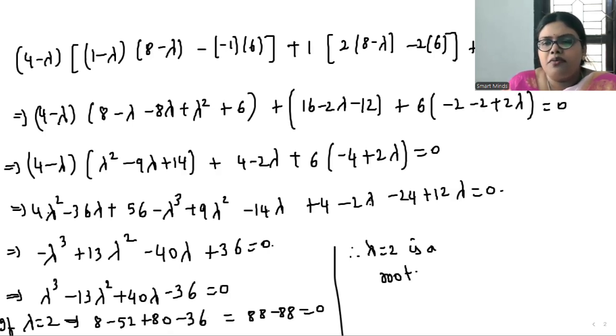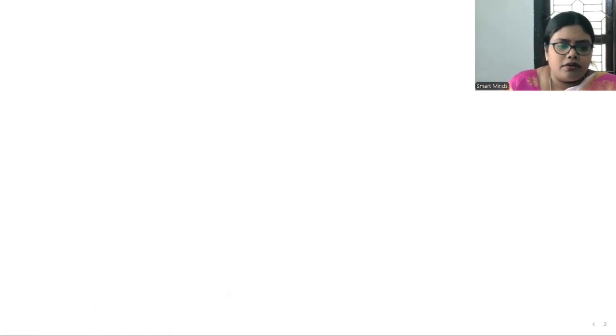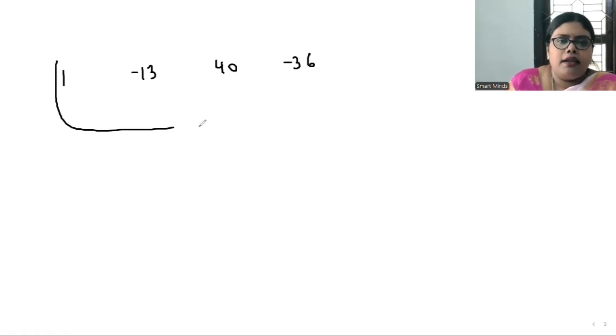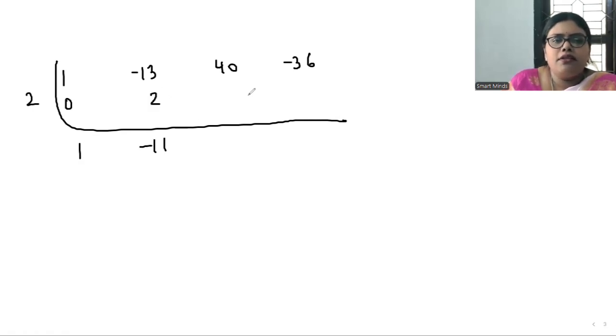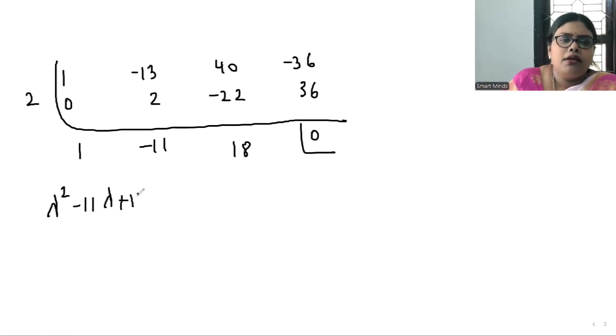Now the remaining roots we will find by synthetic division. So 1, minus 13, 40, minus 36. And as 2 is a root, we take 2 over here. First you take a 0. 1 plus 0 is 1. 1 into 2 is 2. Then minus 11. So minus 22. And this is 18. 36. So minus 36 plus 36 is 0. So this is lambda square minus 11 lambda plus 18 is equal to 0.